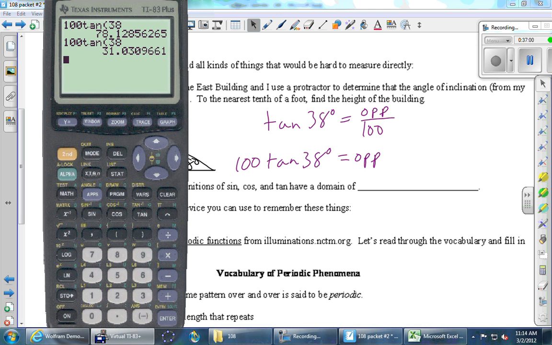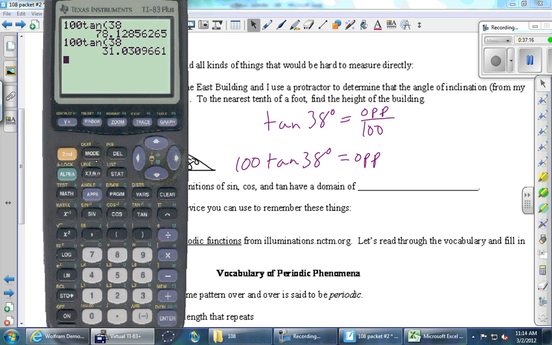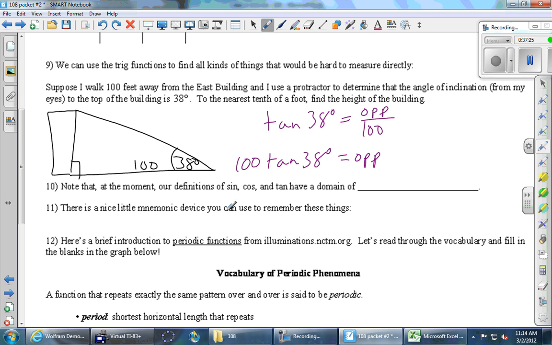This is not the right answer. But I probably wouldn't even know that it's not the right answer. I'd be quite content to write 31 feet. So it's really, really easy to write the wrong answer if you don't think about what mode you're in. I'll be saying this a bunch, but anytime you use any of these three buttons, sine, cosine, tangent, first go into the mode and make sure you are in the right spot. The only thing that the degree radian mode affects is those three buttons, sine, cosine, tan.